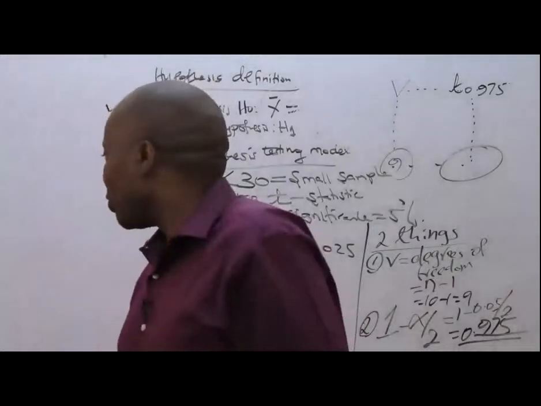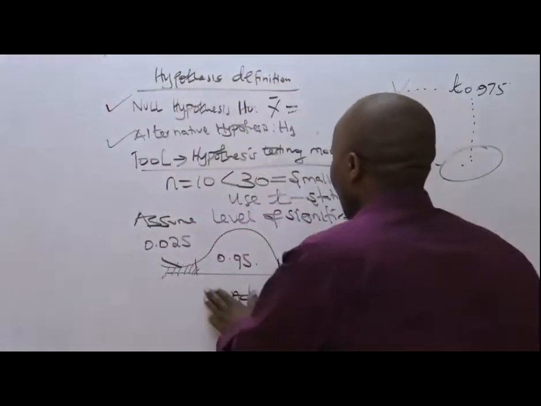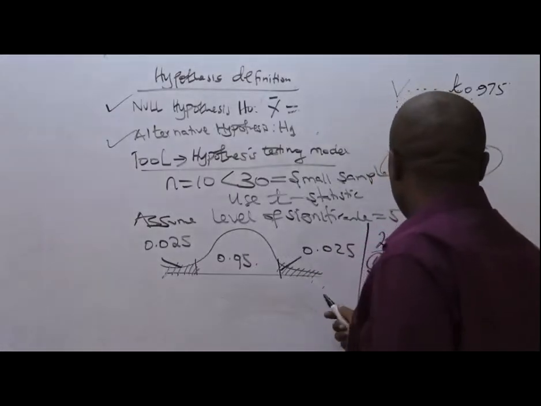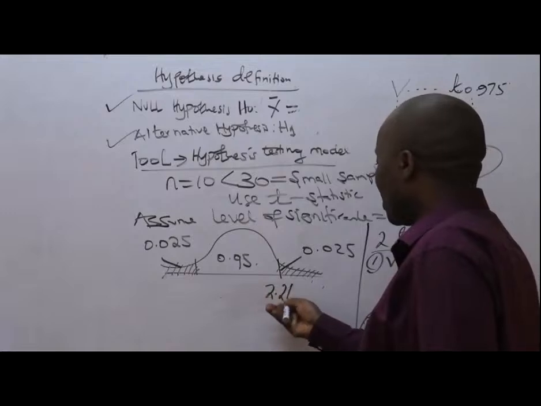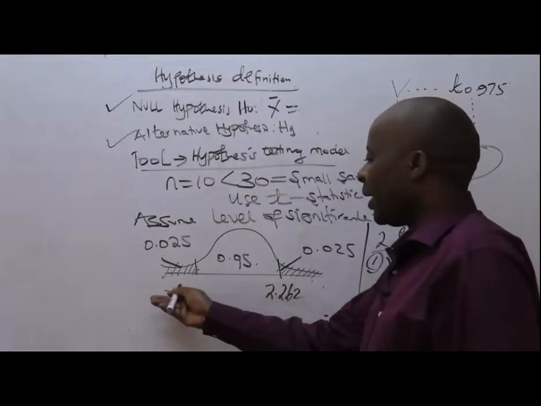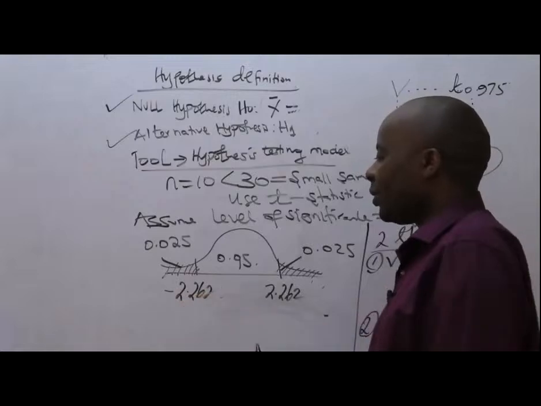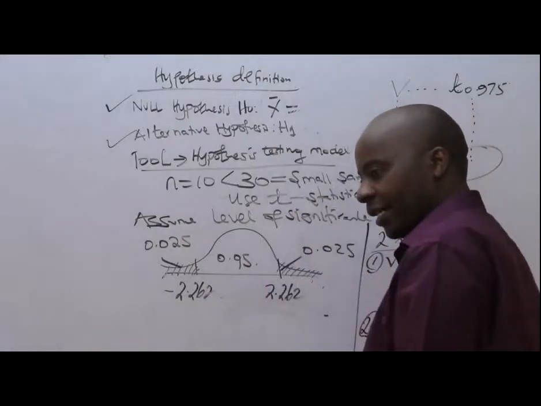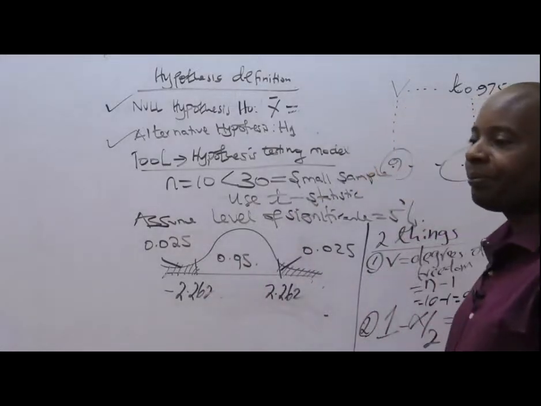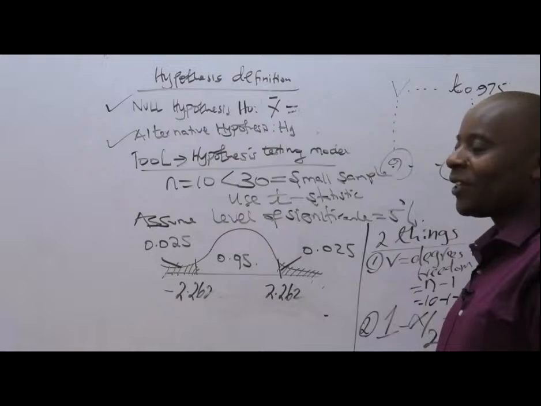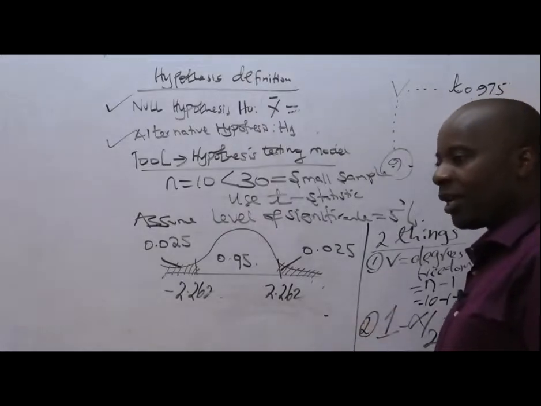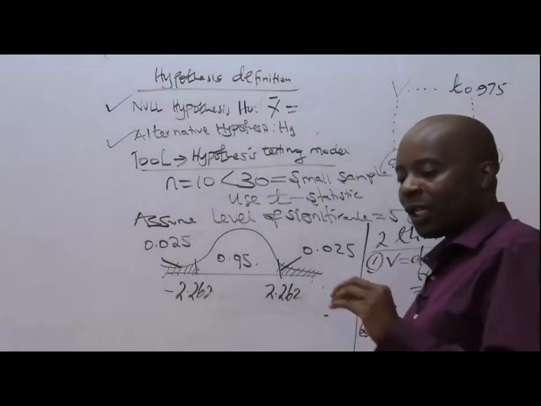Now we have been able to get our T critical. T critical here is 2.262. Then this will be minus 2.262, minus because it's on the other side. Now, ladies and gentlemen, for hypothesis testing, we've been able to put down the tool. This is very important for me. From there, we go straight away to the last stage.